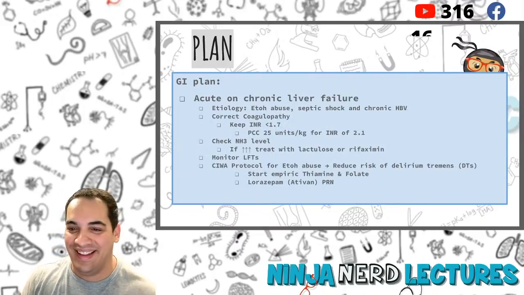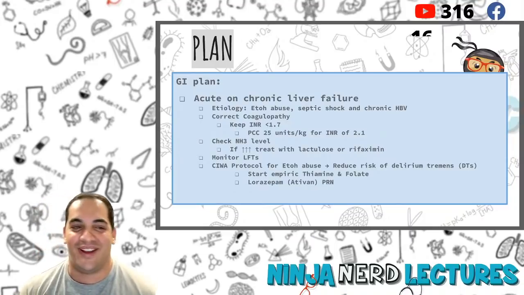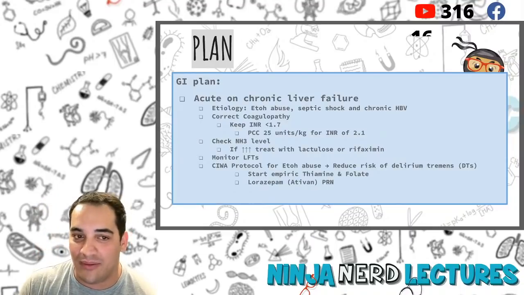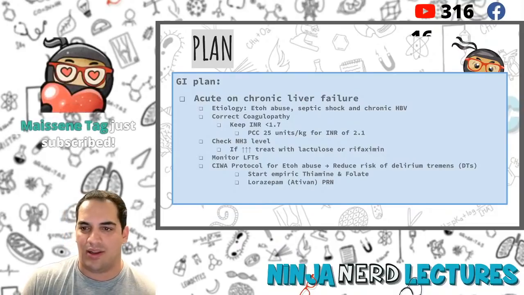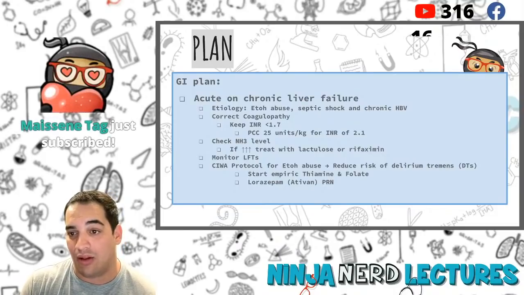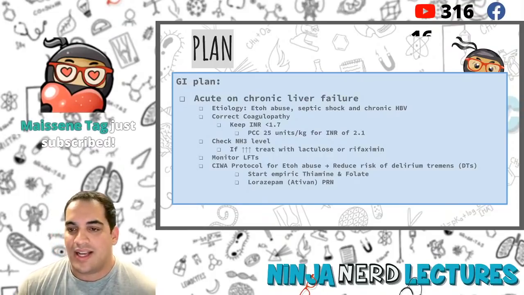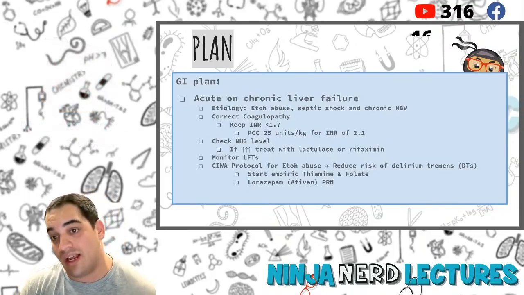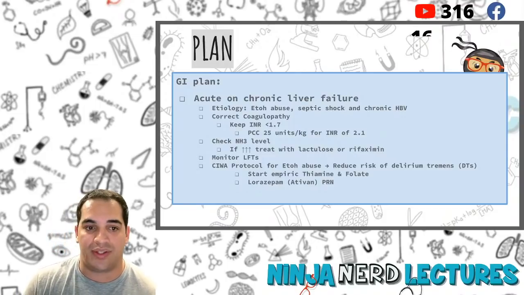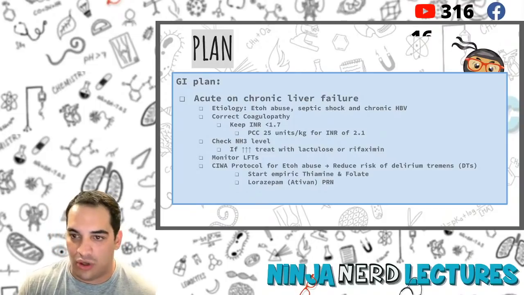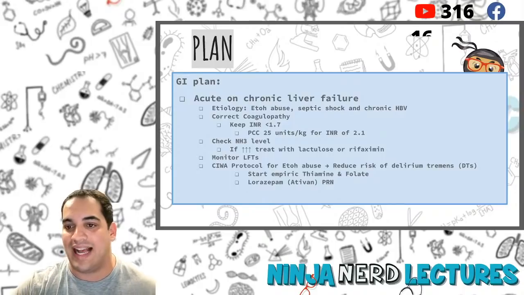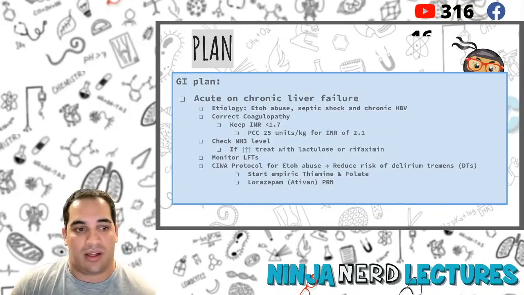Alrighty, acute on chronic liver failure. This guy has got acute on chronic liver failure. He had an elevation in his ALT, AST, alk phos. He's also probably got a coagulopathy because he had that elevated INR. So he's got a lot of things going on there. What's probably his chronic liver failure? It's probably from the chronic hepatitis and his chronic alcohol use, and septic shock just took him and tipped him overboard into acute exacerbation on top of his chronic liver failure.